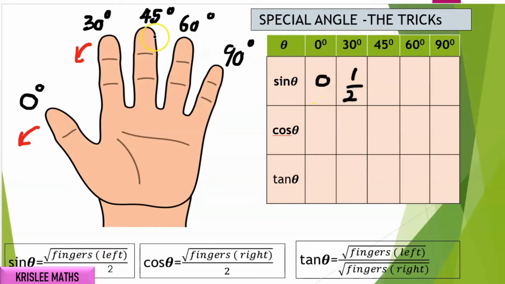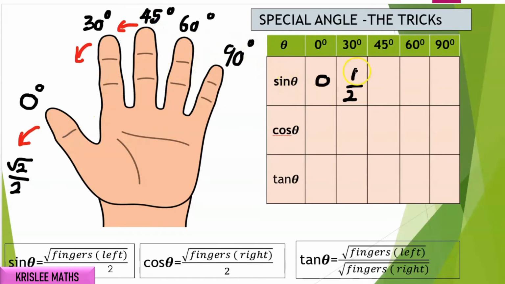Now continue with sine 45. For sine 45, on the left you have 2 fingers. So square root of 2 over 2. Now this one you have to do some calculation. So here you have square root of 2 over 2.